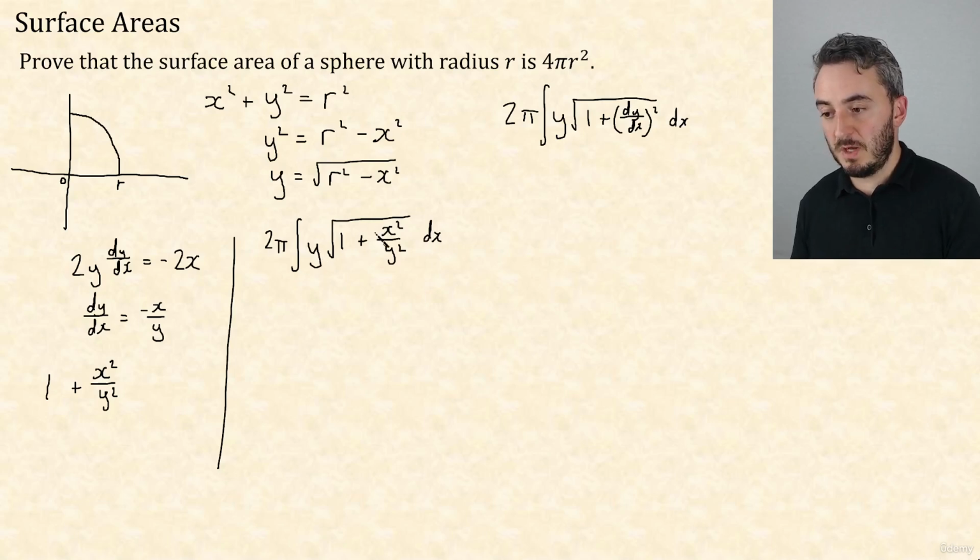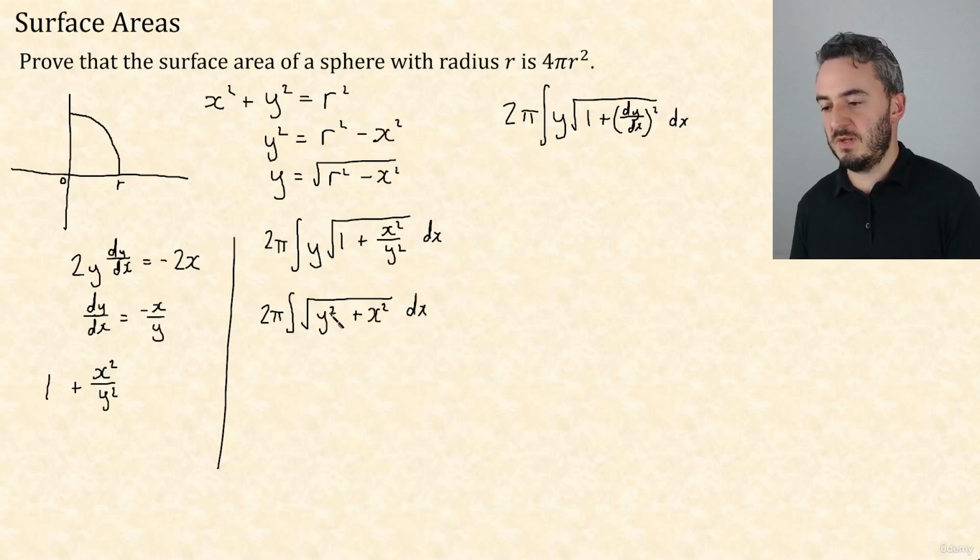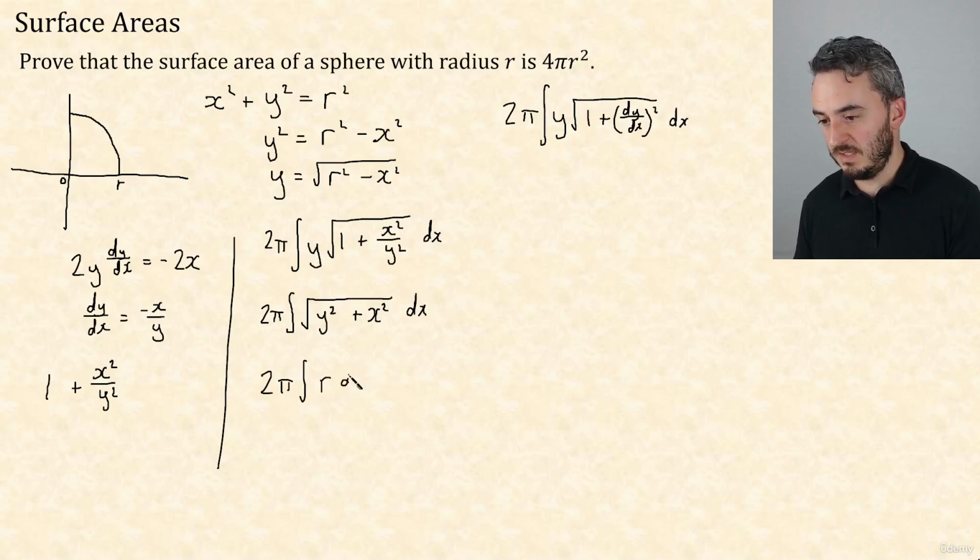But look, if I multiply the y in here and it becomes y squared when it goes inside the square root, I get 1 times y squared is y squared, and this is x squared. But that's not too bad, because what's x squared plus y squared? It's r squared. And the square root of r squared is r. So in fact, all I'm integrating is the constant r. Isn't that clever? The integral of r with respect to x is rx.